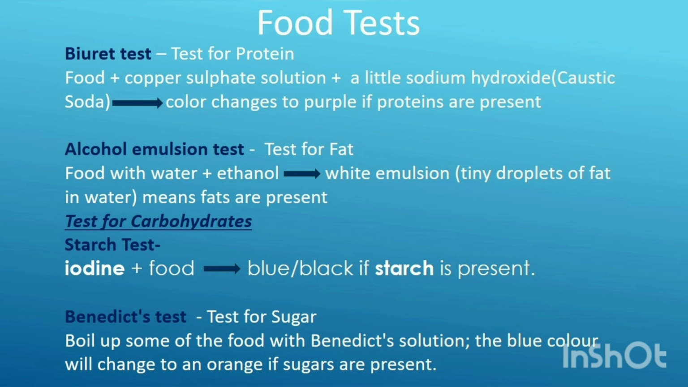Test for carbohydrates. Starch test. Take a food item and add dilute iodine to it. If the color changes to blue-black, it means that starch is present. Last one is Benedict's test. Test for sugar. Boil up some of the food with Benedict's solution. The blue color will change to an orange if sugar is present.